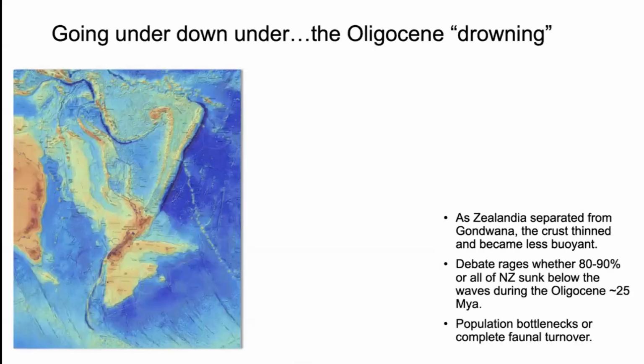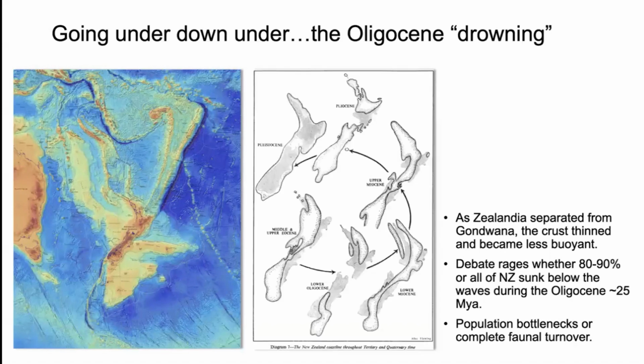But since David Bellamy's everything was Gondwanan, we've kind of gone on these swings and roundabouts and these pendulums. So as Zealandia drifted away from Australia, the crust then became less buoyant, and so it started sinking beneath the waves. And it's been quite controversial.